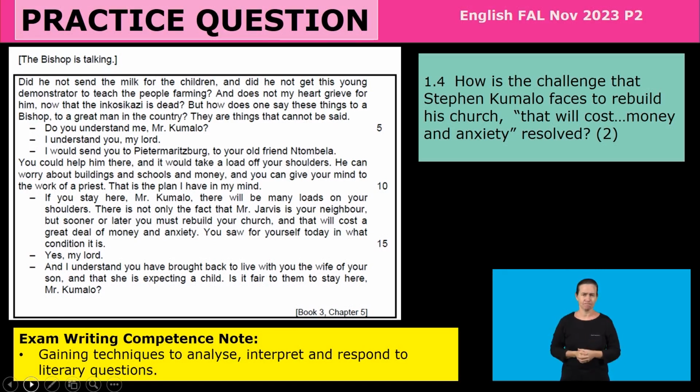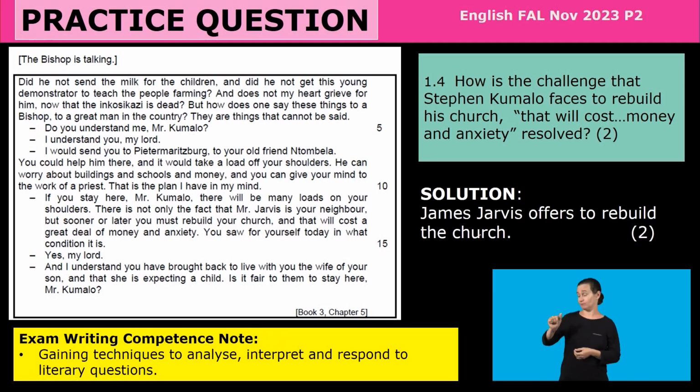All right. So let's look at our response. It says that James Jarvis is going to offer him this money to rebuild his church because he won't be able to. And remember, once again, this information is not clearly stated in the extract given to you. You had to have knowledge of the novel in its entirety. You had to read the entire novel in order to respond to that question.